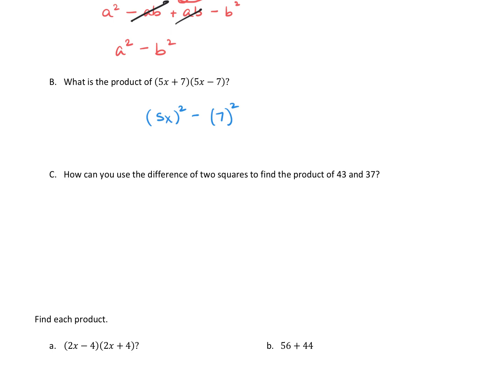So we're going to square that first term. 5x times 5x is 25x squared. Your minus will carry down every time. And then 7 squared is 49. Done.